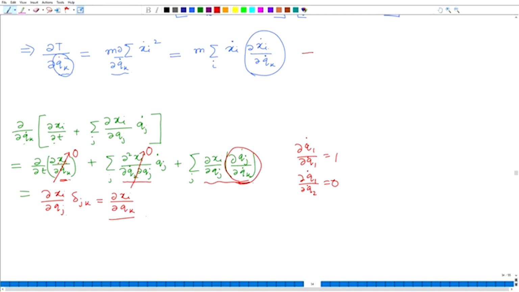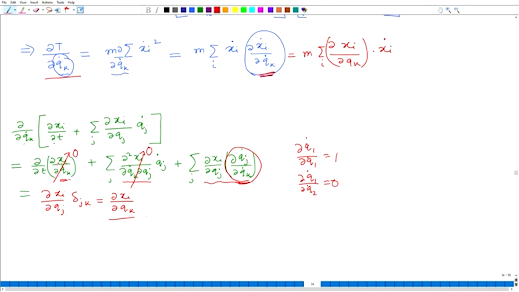So, from this you can finally write del T del qk dot as nothing but del xi del qk, which is the expression for this term, times xi dot, summation over i, and finally you multiply with m.